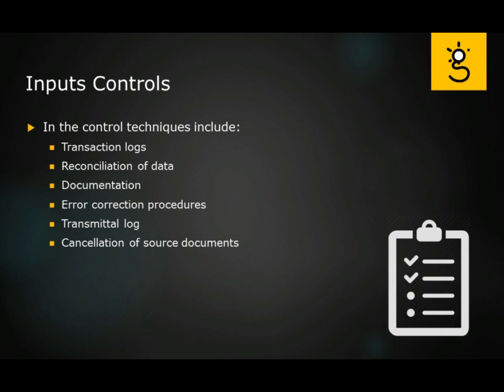We can look at any of the documentation we have with the controls. Error correction procedures, transmittal log, kind of like the transaction log, only what we're sending out, and whether or not we have any cancellation controls for source documents.